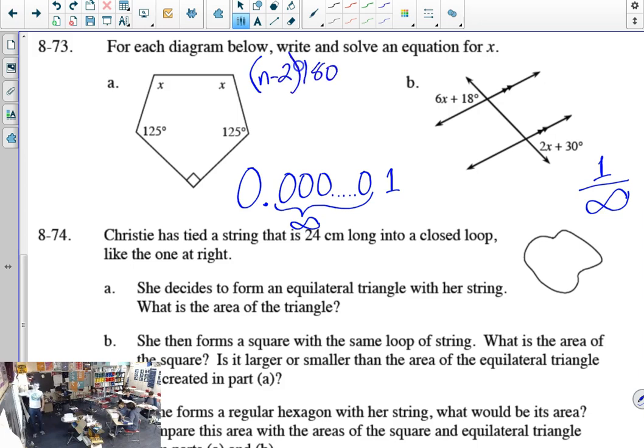Remember, n minus 2 times 180, always. So 3 times 180, we get 540. That's going to equal 250 plus 90 plus 2x. Take away the 340, we get 200 equals 2x. Each x is?